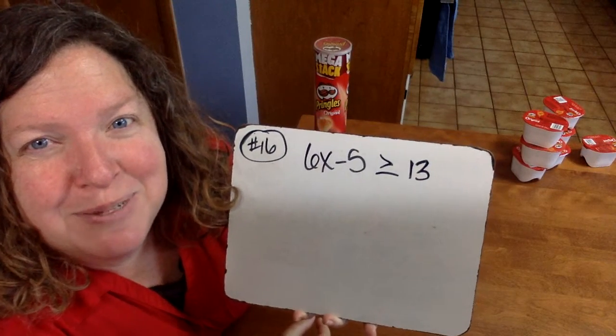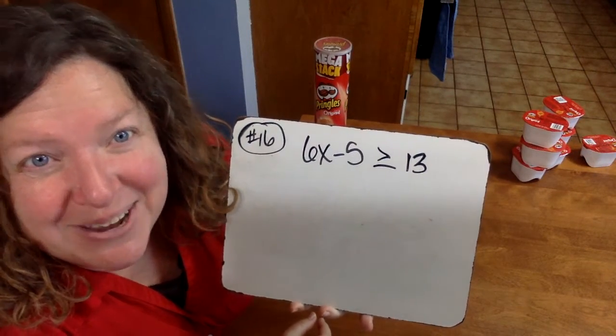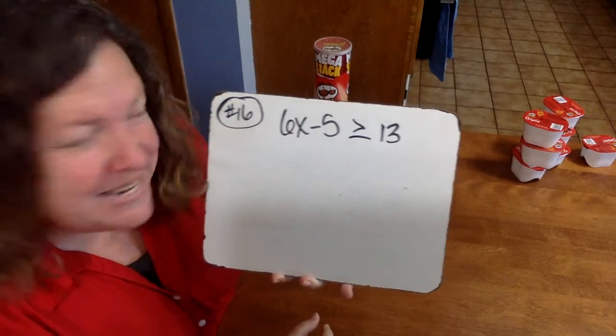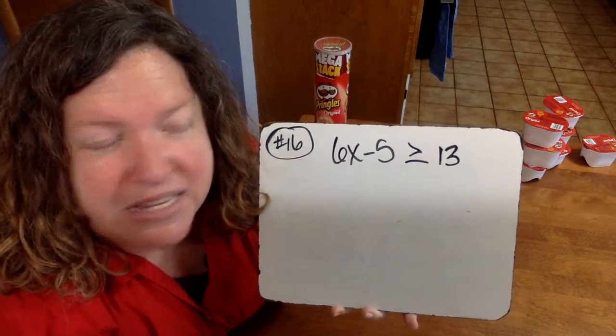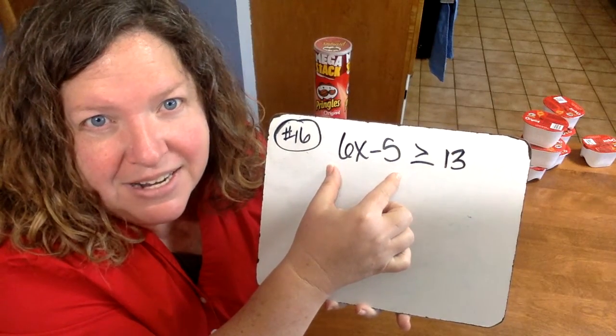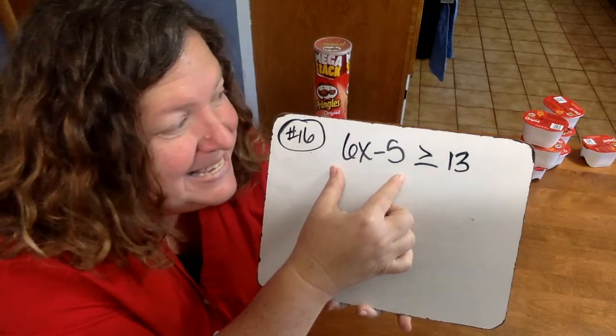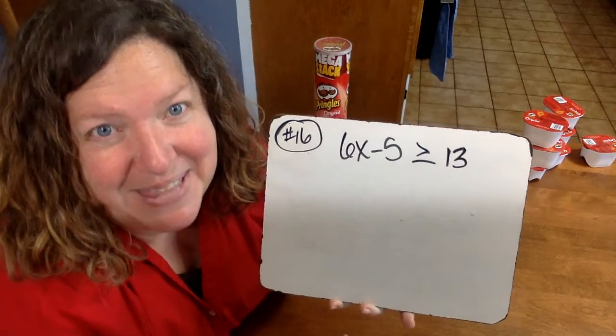Okay, our next problem is number 16. So shout out to Garrett. Thanks, Garrett, for requesting number 16. So number 16 is an inequality. That means that whatever's on this side may or may not be unequal to whatever is on that side.